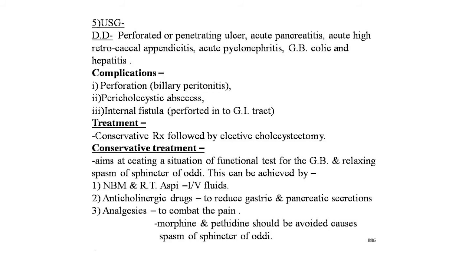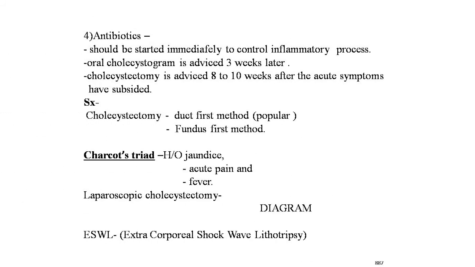Conservative treatment: the aim is to set up a situation of functional rest for the gallbladder and relax the spasm of the sphincter of Oddi. This can be achieved by NBM, nil by mouth. Nothing should be taken by the enteral route, and Ryle's tube aspiration. IV fluids should be given. Anticholinergic drugs to reduce gastric and pancreatic secretions. Analgesics to combat the pain. Morphine and pethidine should be avoided, which cause spasm of the sphincter of Oddi and biliary colic. Fourth line of treatment is antibiotics, which should be started immediately to control the inflammatory process.